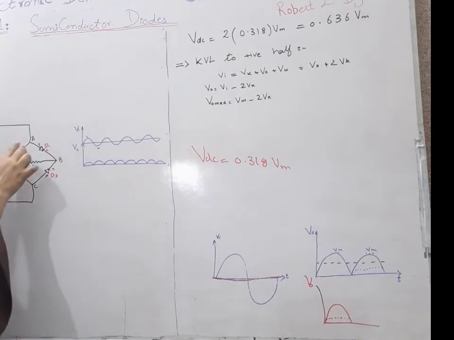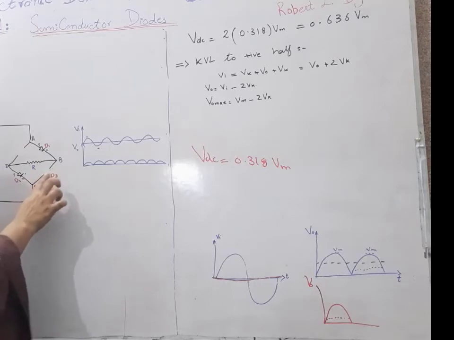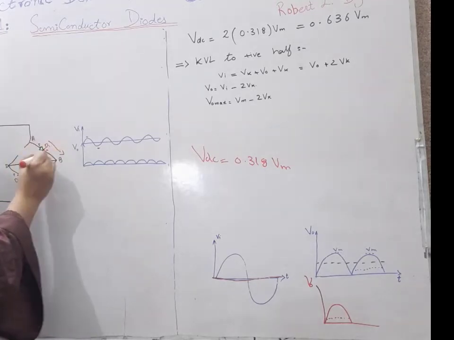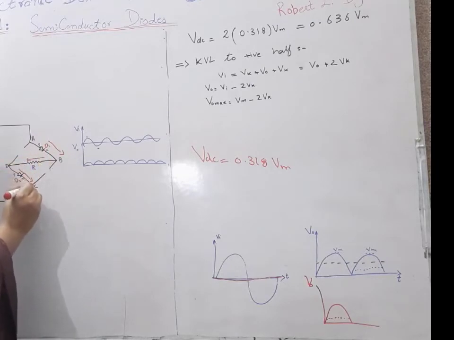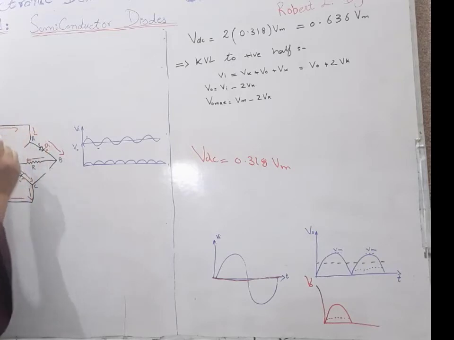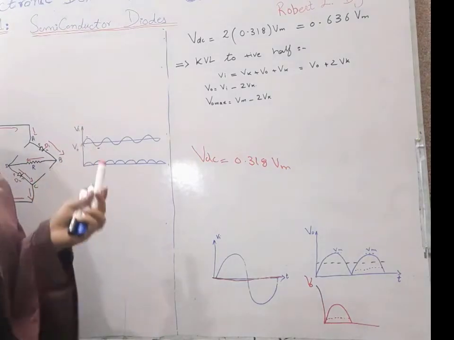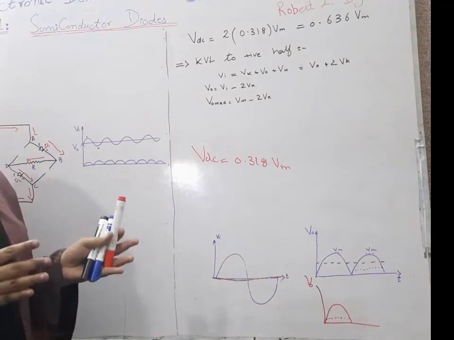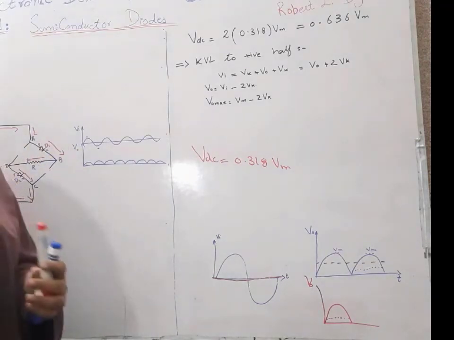Applying KVL equation to the positive half cycle, we have drawn here the positive half cycle, and for the positive half cycle, this and this diode are open and our current flows in this direction, this and this direction. So in this case, applying KVL equation, all of the input voltages will be equal to all of the output voltages.